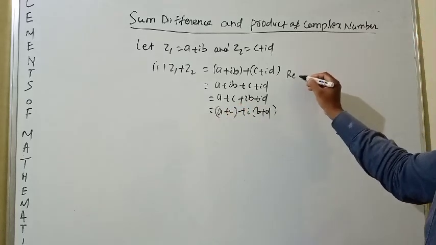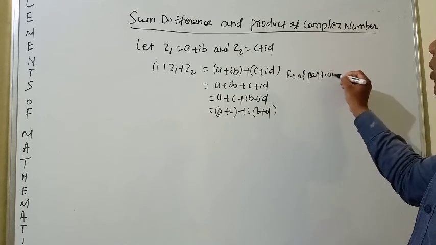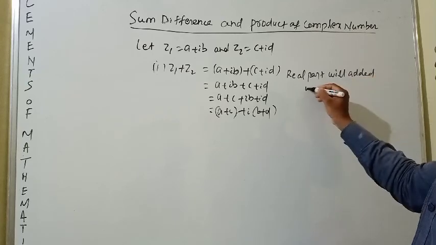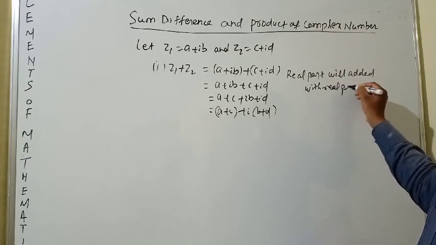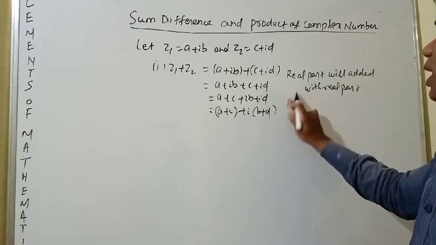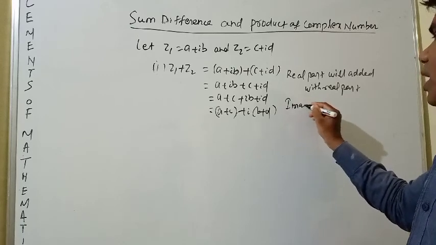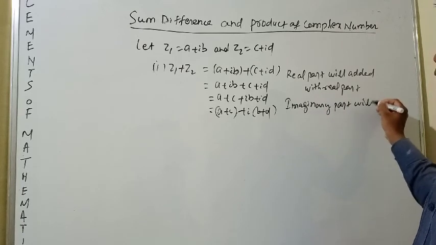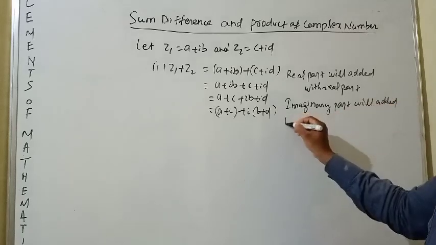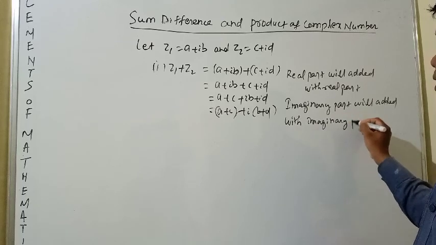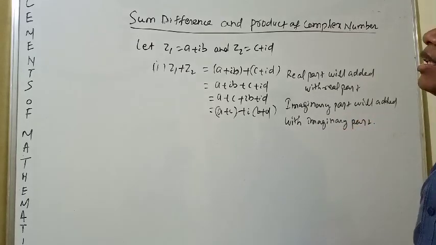Note, real part will be added with real part. Here real part is A, here real part is C. Imaginary part is added with imaginary part. Okay, this is the sum of the two complex numbers.